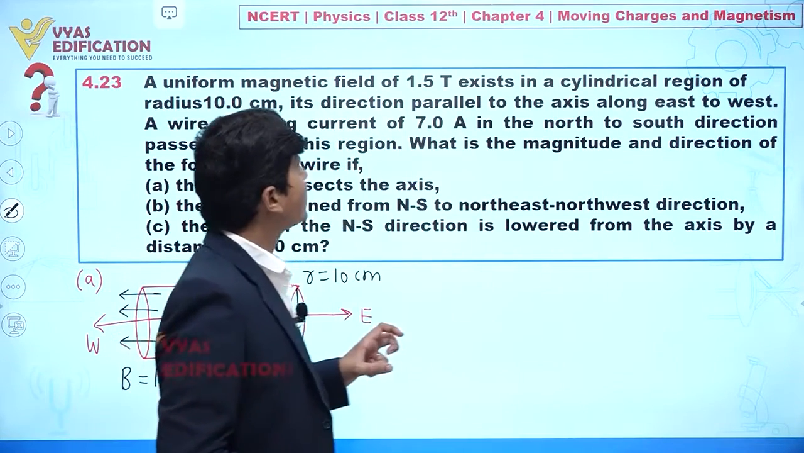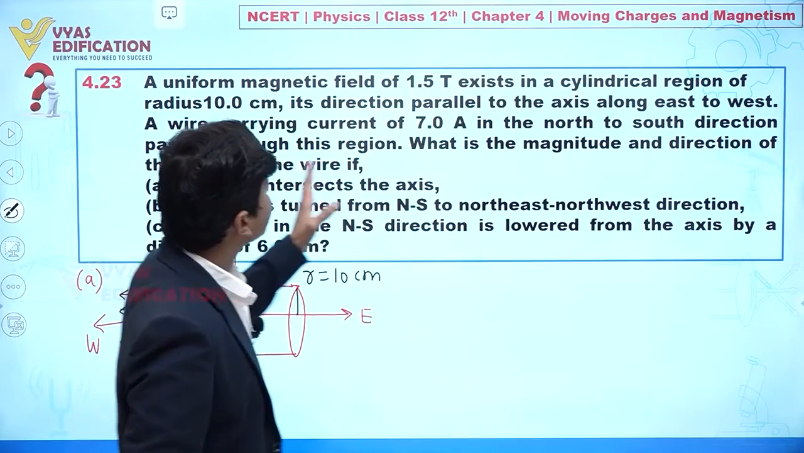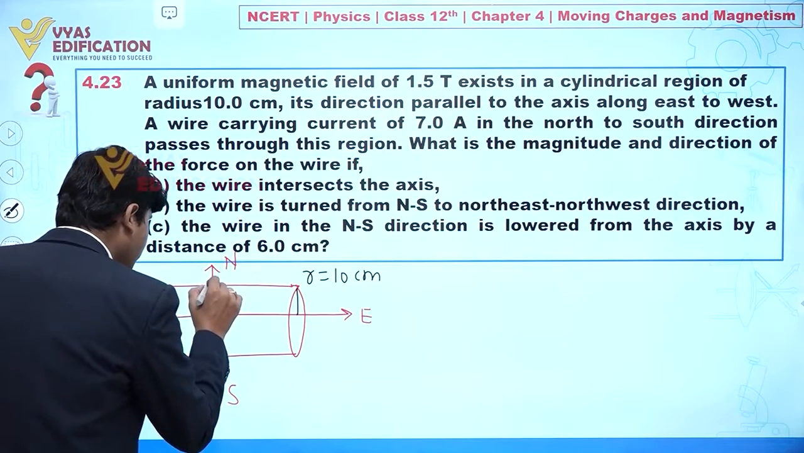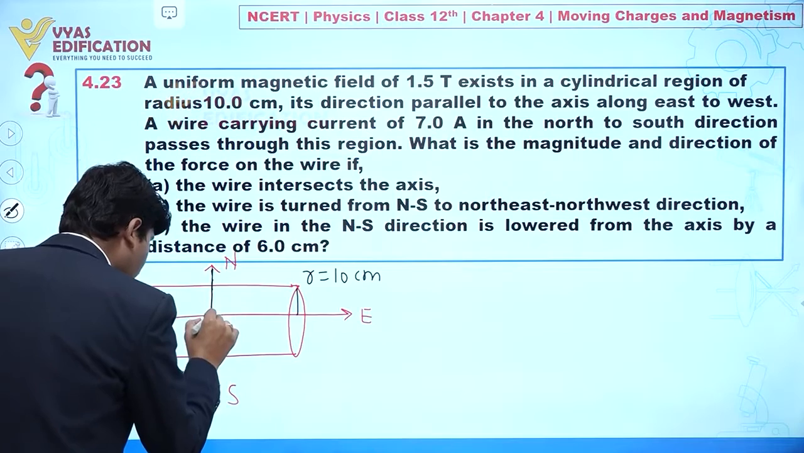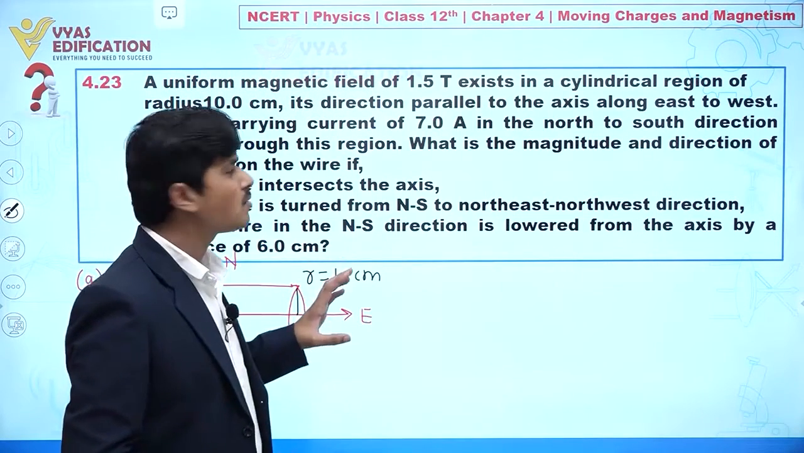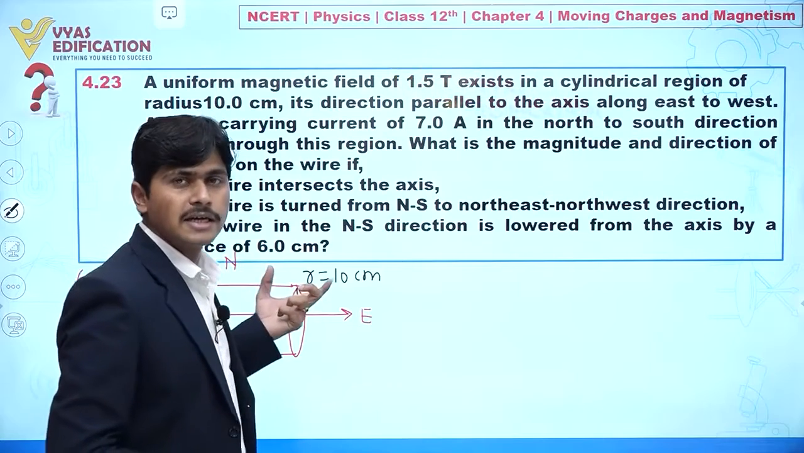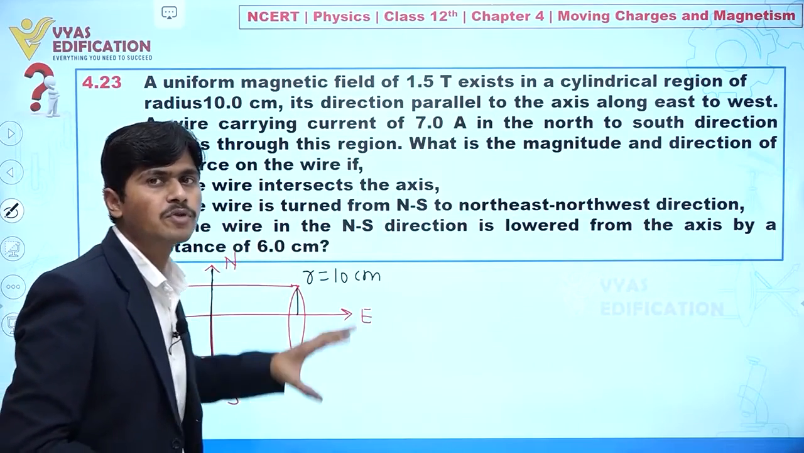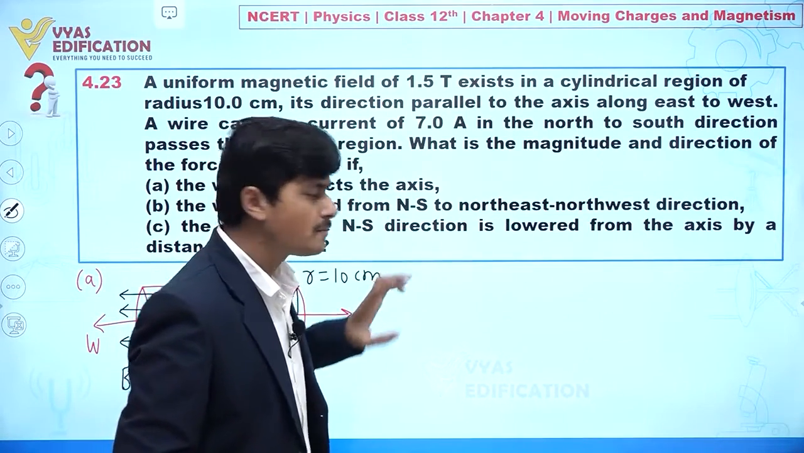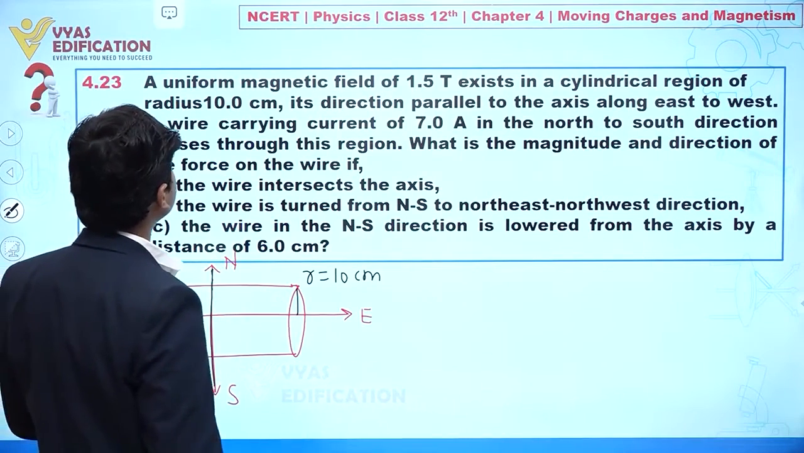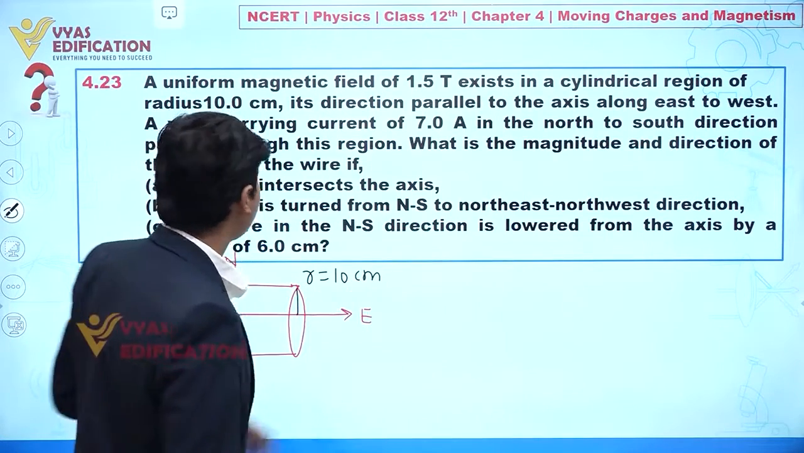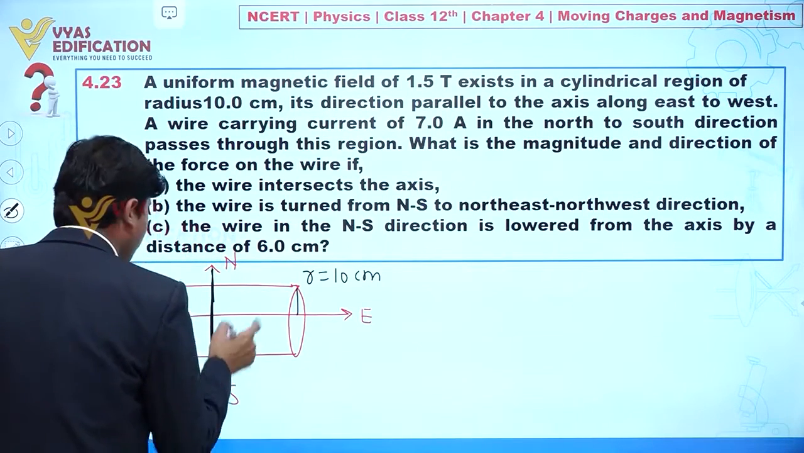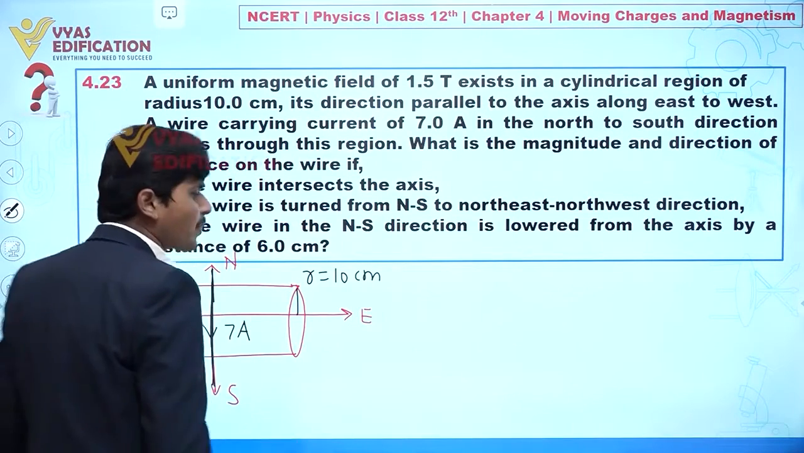Its direction is clear, and a wire carrying a current of 7 ampere in the north to south direction. So now we can say let's suppose here we have a wire and that wire is going like this. Actually this wire is also passing through the axis. We can say it intersects the axis or not, we will decide from this particular part. Clear? So in this question it is given to you simply a wire carrying a current 7 ampere from north to south direction. So let's suppose I am saying this is a wire, clear, and this wire is going from north to south direction and current is given to you, that is 7 ampere.